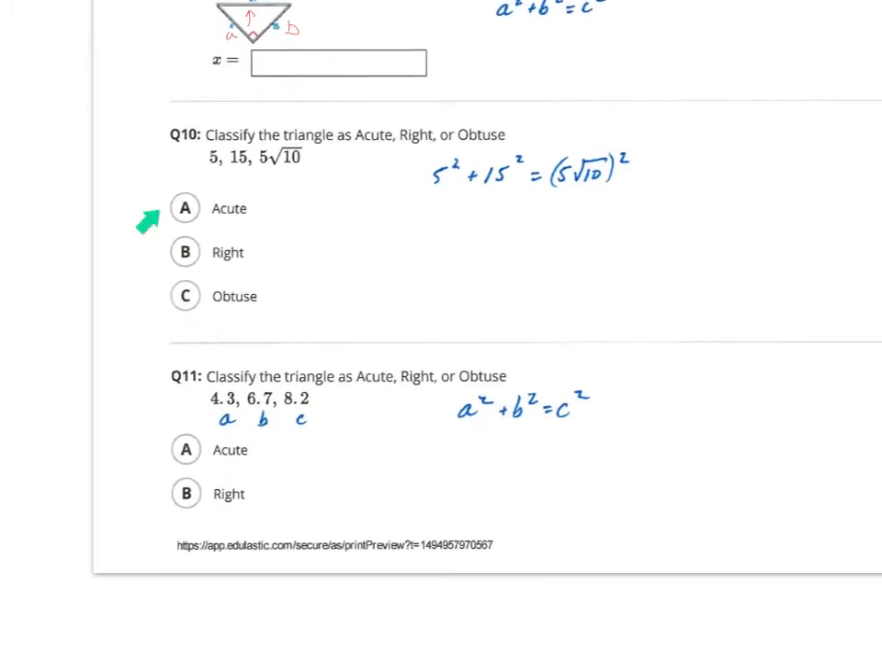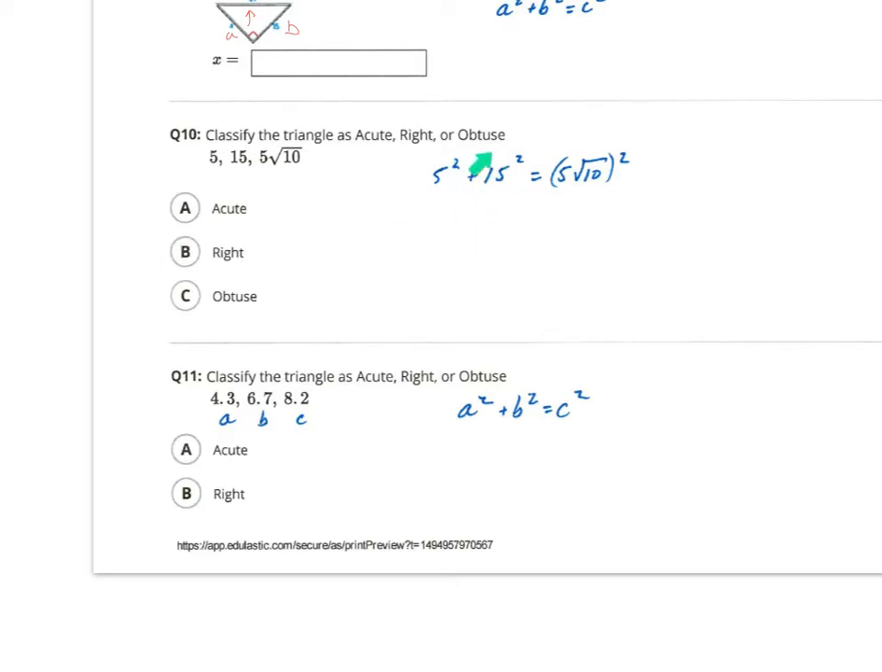10 and 11, these are both the same. You're trying to figure out if they're acute, right, or obtuse. Again, you're going to plug these sides into the Pythagorean theorem. Here's the theorem. C is always the longest of the sides, which is these 2 here that I'm highlighting for you. So this one I set up for you. You'd say 5 squared plus 15 squared. Work out this side, then work out this side. If both sides are the same, that would be a right.